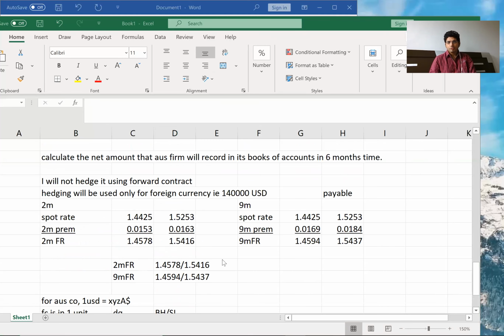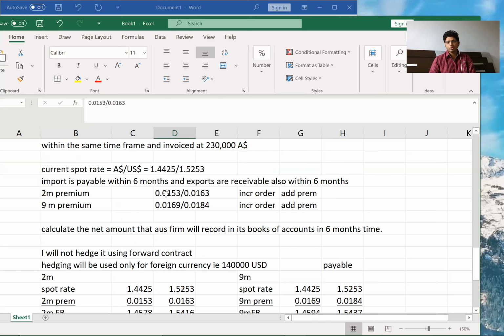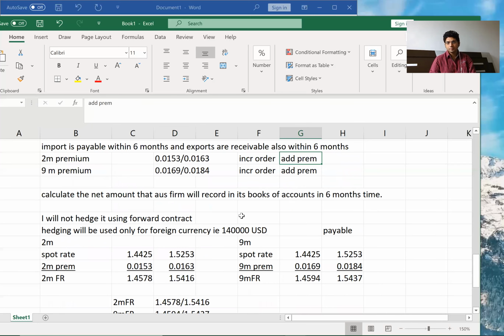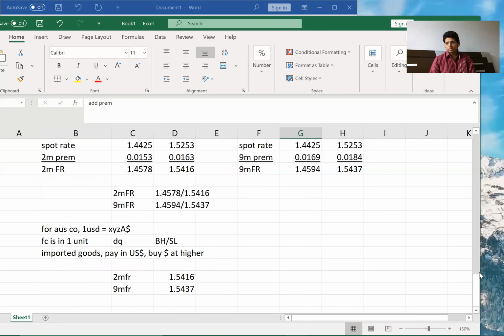Why are we adding the premium? The premium was in increasing order, 0.0153 and 0.0163. Premium is in increasing order, so add premium. If the premium was in decreasing order, we would have deducted premium. So now I have got this entire problem in a one-way quote. Now I need a 6-month forward rate, that you guys already know how to do.